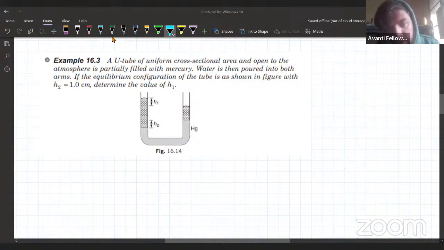Let me give you a hint for the time being. Take these two horizontal levels, right? And let's say this is A and let's say this is B. Pressure at A will be equal to pressure at B. I've given you the hint right now.